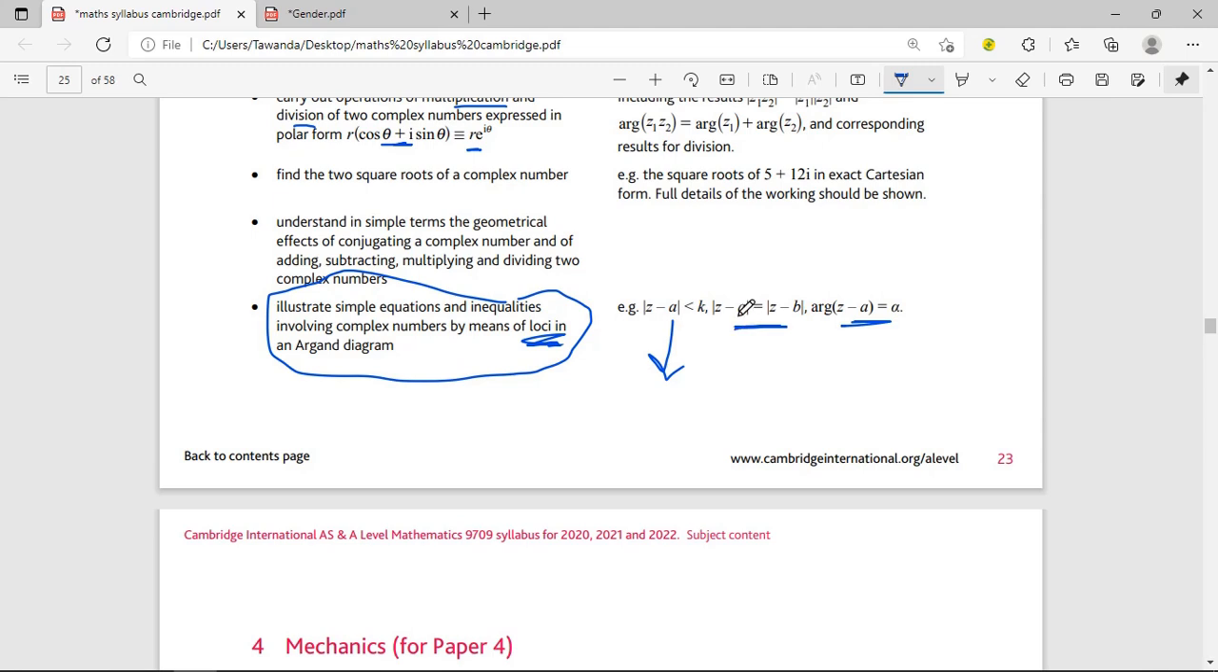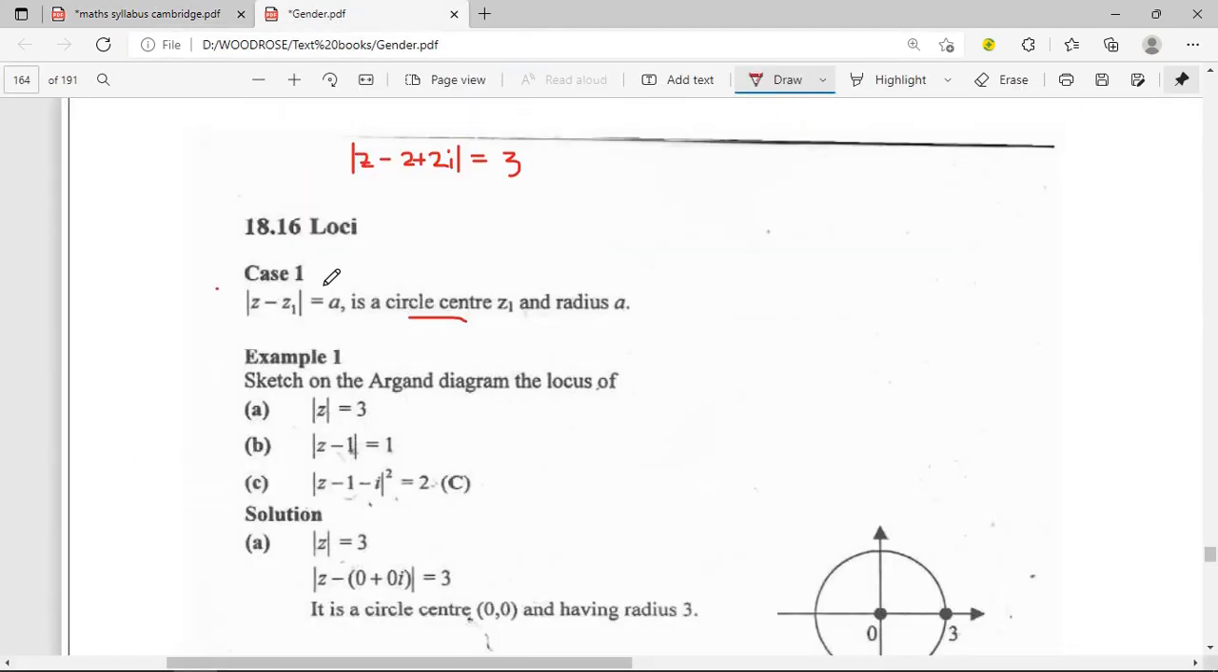Then the second locus, we are going to look at the second locus. There are 2 modulus here. It's a perpendicular bisector. Then if we have the argument of an angle, it's now another line segment. So basically there are 3 types of locus. So the first one is in this form. It is a circle where z1 is the center and a is the radius.